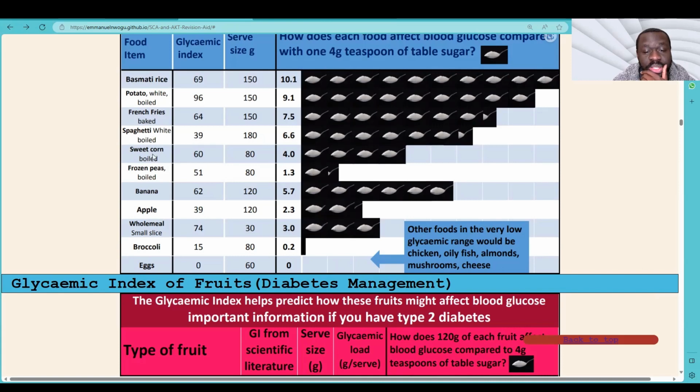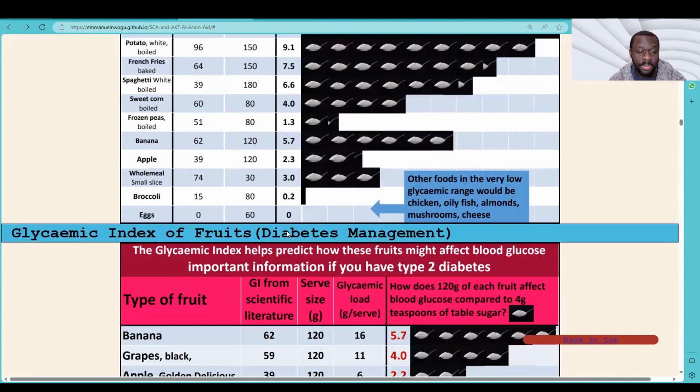sweet corn are fairly high. Peas and apples are low, wholemeal too. Broccoli has a very low glycemic index. It doesn't mean it doesn't have glucose, but it releases the glucose into your bloodstream very slowly, which is actually what you want. You're more likely to have stable glycemic control.